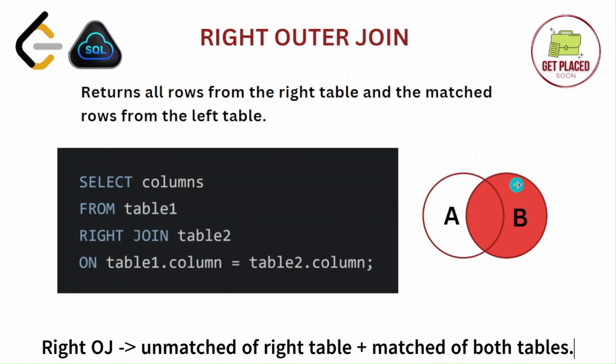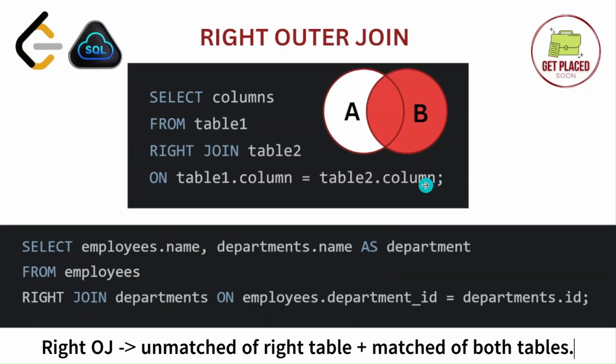Now moving ahead, let's take an example. Here again I am telling you, you can see outer join means we will consider this side, this part of the table also, which is unmatched, and the matched part of A and B. Because this is right outer join, we will never consider this A unmatched part.